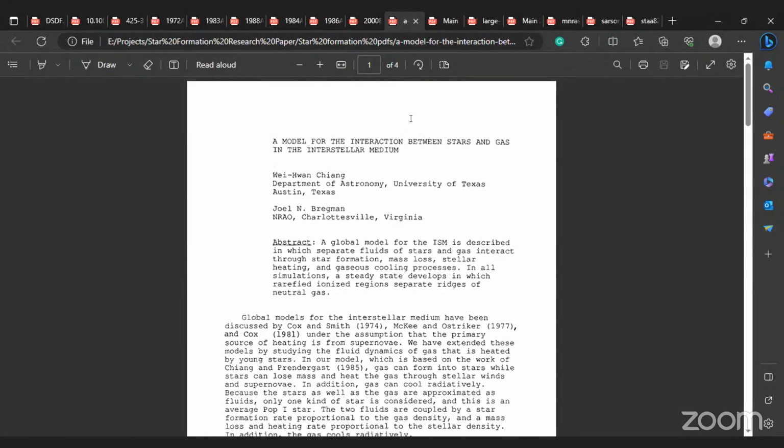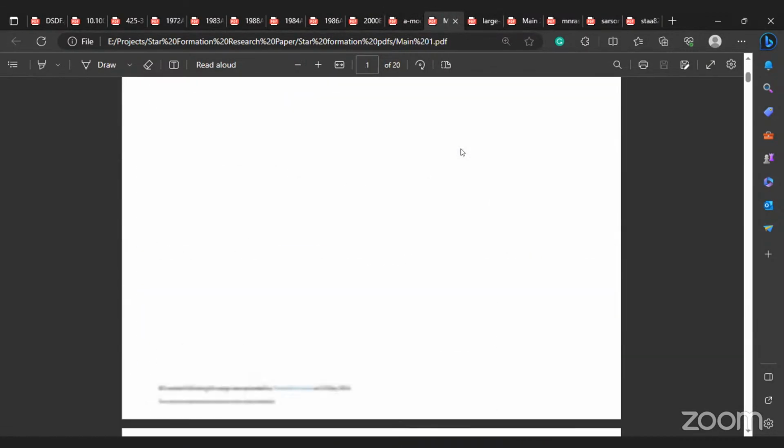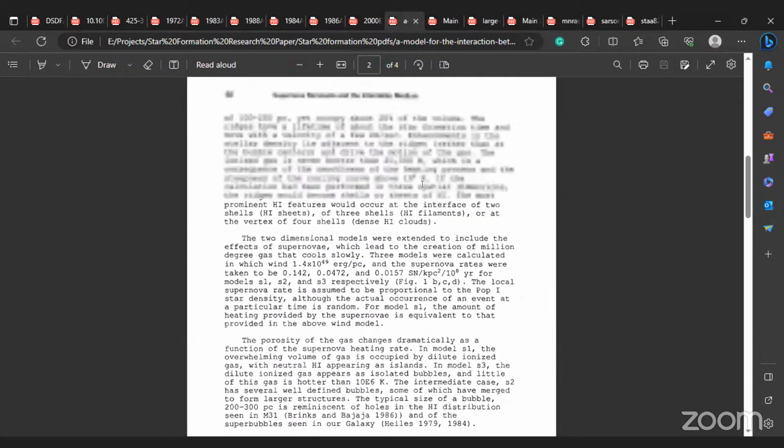And a model for the interaction. And this is important. Okay, so I think we are done.